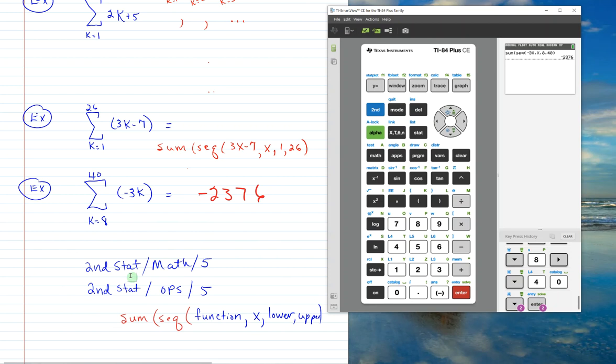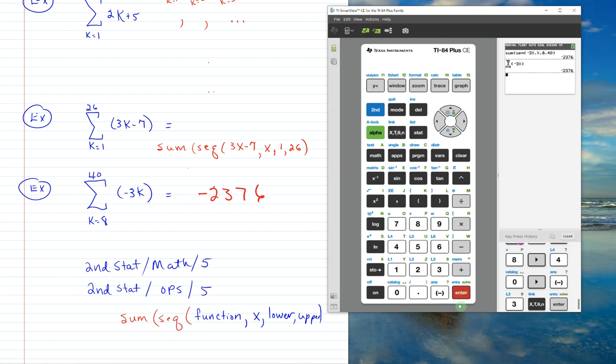So older, you're going to do this. For the newer versions, if we go to math and we go up, there is summation, enter, and you can just put in your pieces there. We're going to say x equals 8, and we'll hit our right arrow. We'll go up there to 40, and then we'll go to here and put our negative 3x, and we hit enter, and we get the same thing.